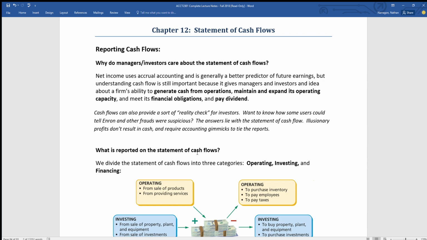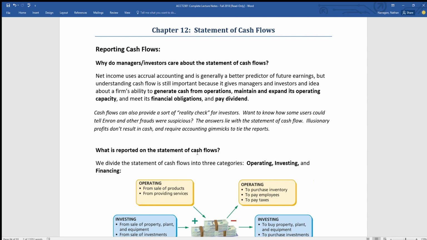Hello, and welcome to the final episode of Accounting 2301 Chapters, the lecture that we get to go with. And we're going to finish off with Chapter 12, and it's the Statement of Cash Flows.